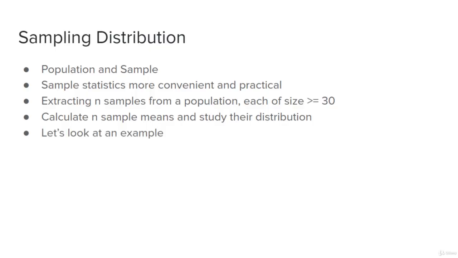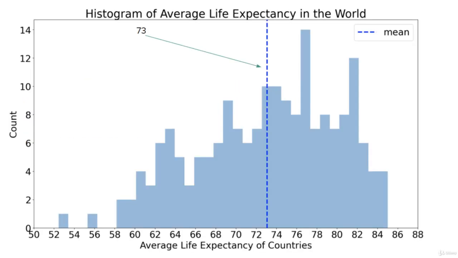To understand this concept and to go through the entire procedure, let's look at an example. We already know that the population is a set of all values or measurements from your experimenting space. So in this example, our experimenting space is the world, and the population is the life expectancy data from all countries, and the population size is N.